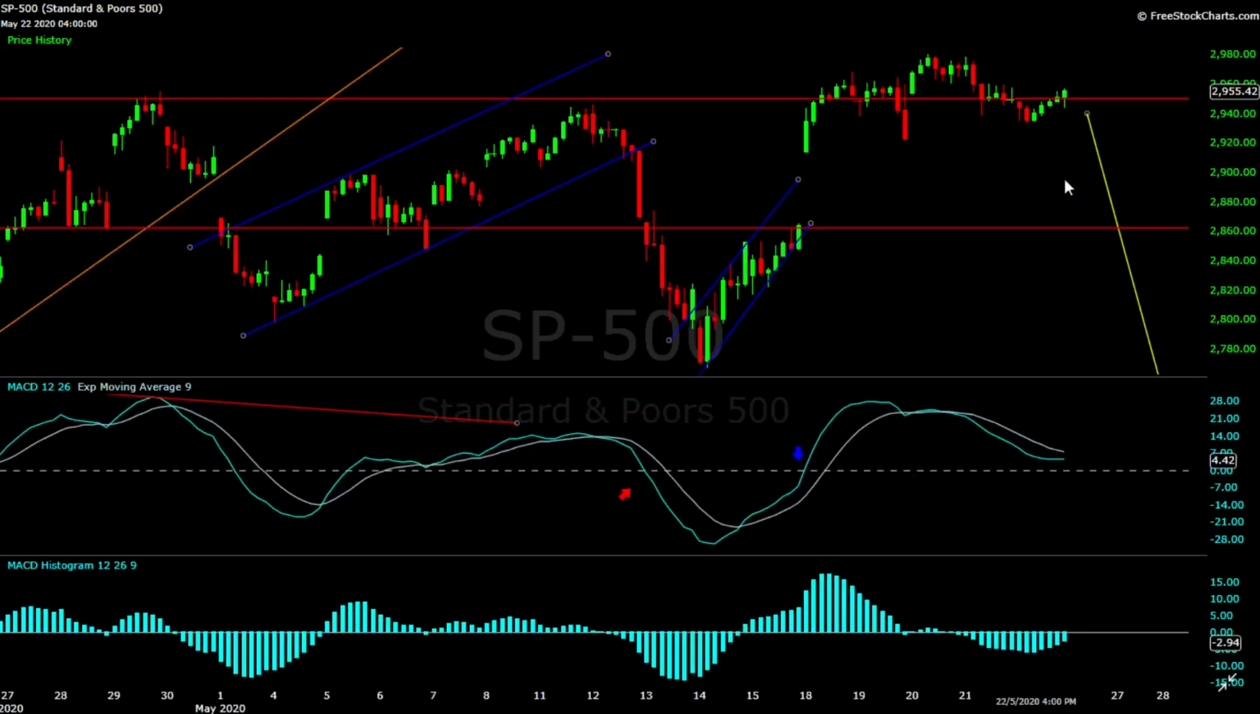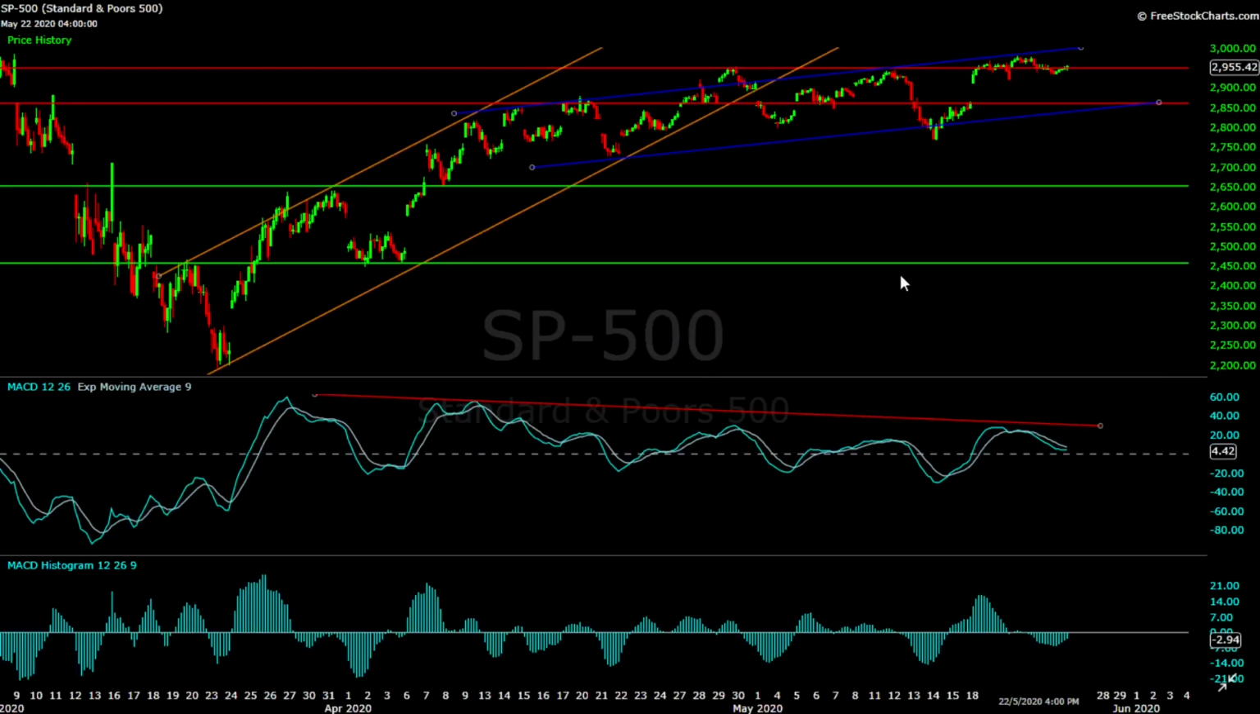And here's the updated chart of what happened. The S&P 500 made a gap up and closed right around the next resistance level at 2950. But when I analyze the hourly chart, it is still showing signs of bearishness.